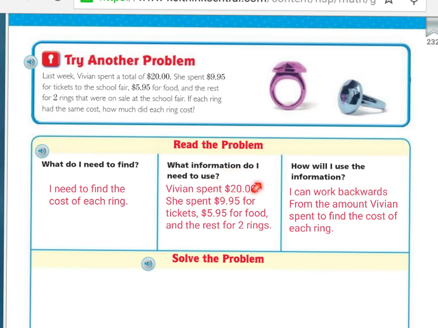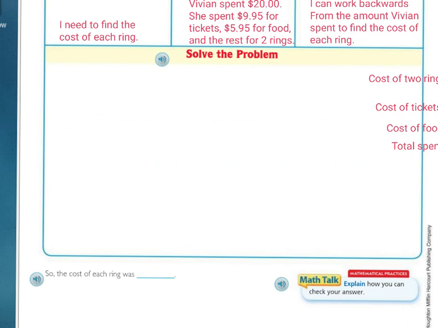So if I start with the $20, I take away how much she spent for the tickets, and I take away how much she spent for the food, what I have left over will be for the 2 rings. And then I can divide whatever's left over by 2 in order to find out how much each ring cost.